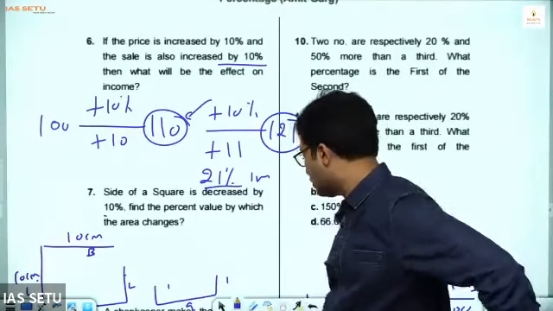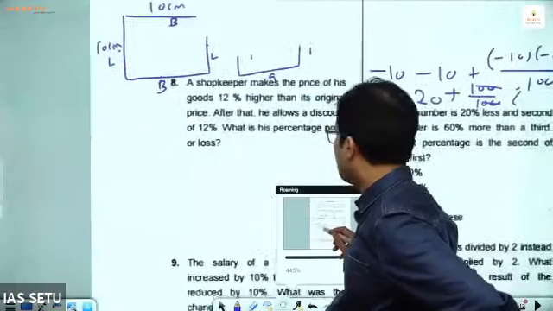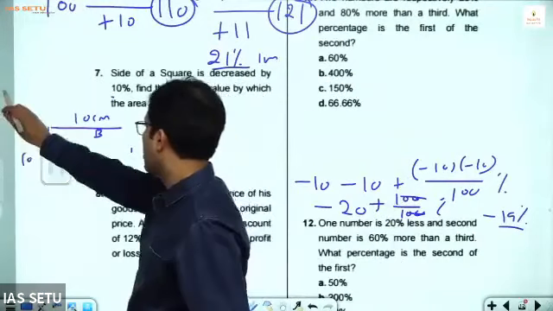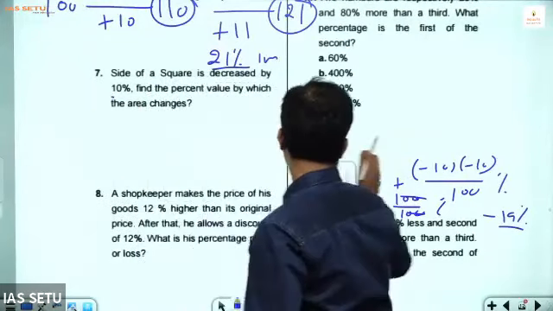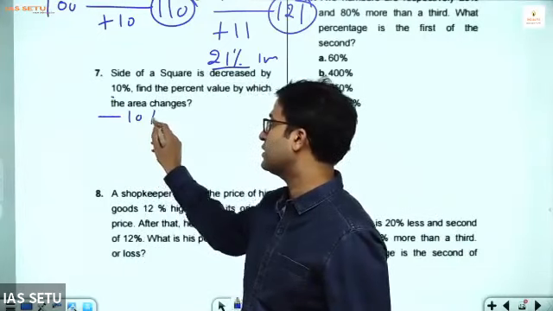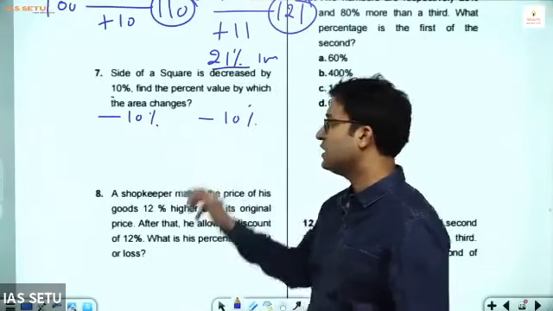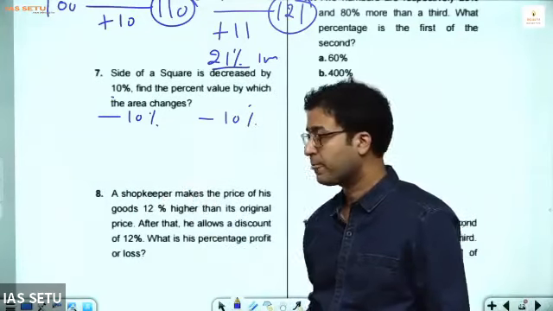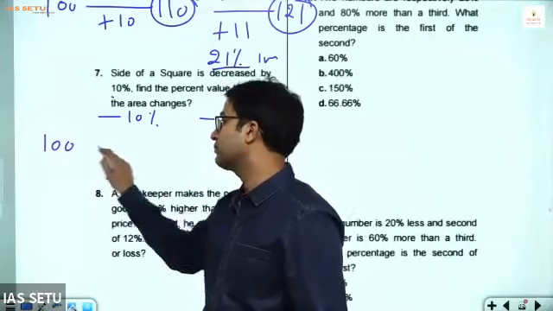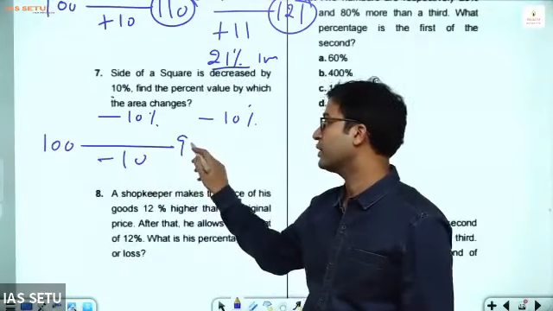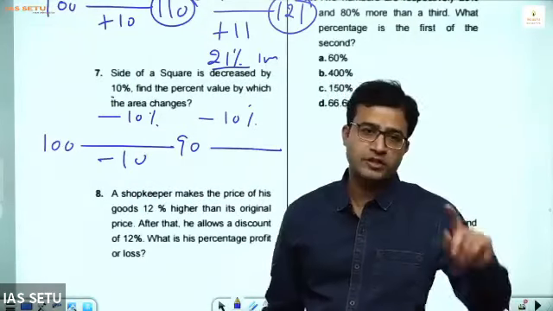Let me take one more question. Question number 7, the square one. Side of a square is decreased by 10%. It means both the dimensions decrease by 10%. First dimension decreased by 10%, second dimension is also decreased by 10%. Start with 100. A 10% reduction from this 100 is minus 10. Value becomes 90. First effect.